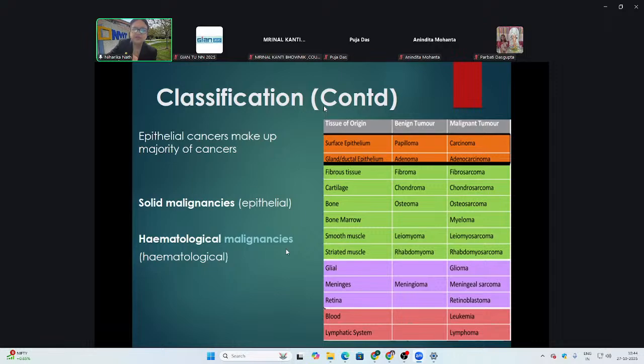The hematological malignancies will all be blood related, and so those will be here. And some of them are also down here. These are the only ones. So let me just go to the next one.